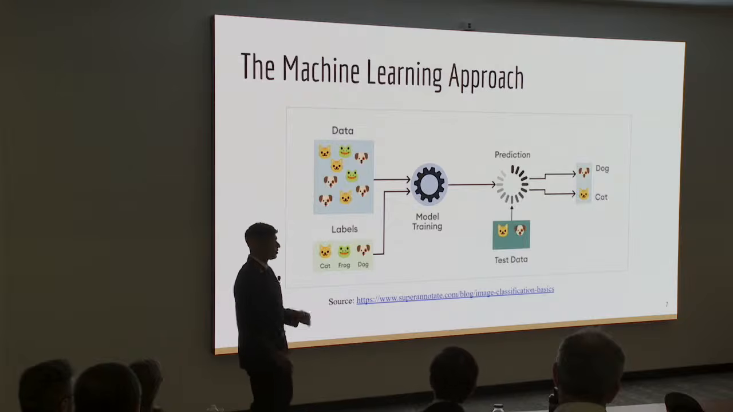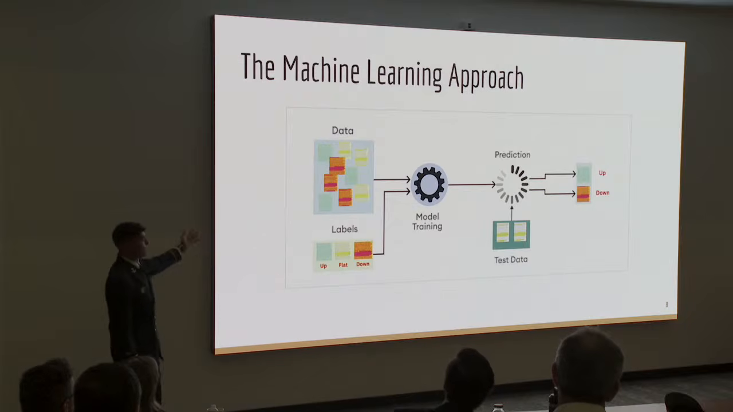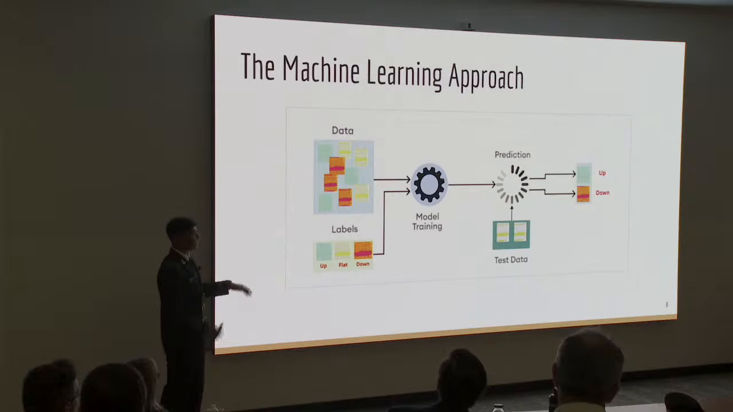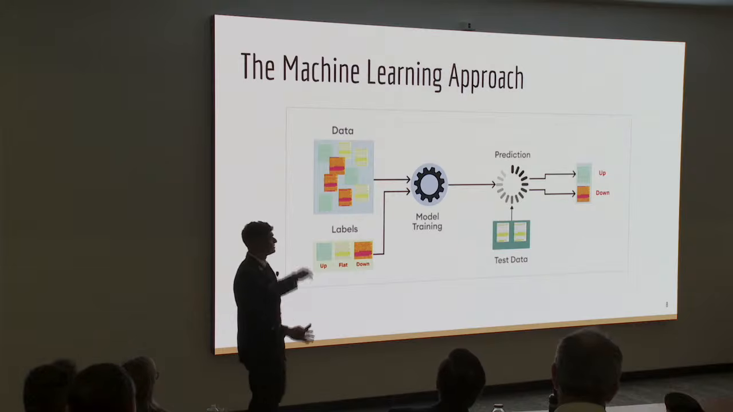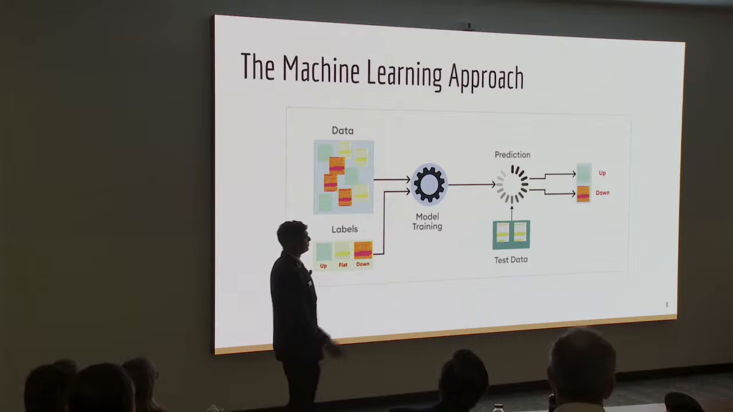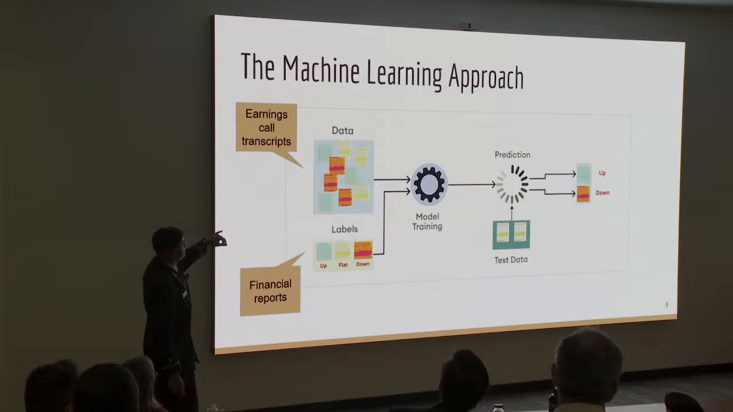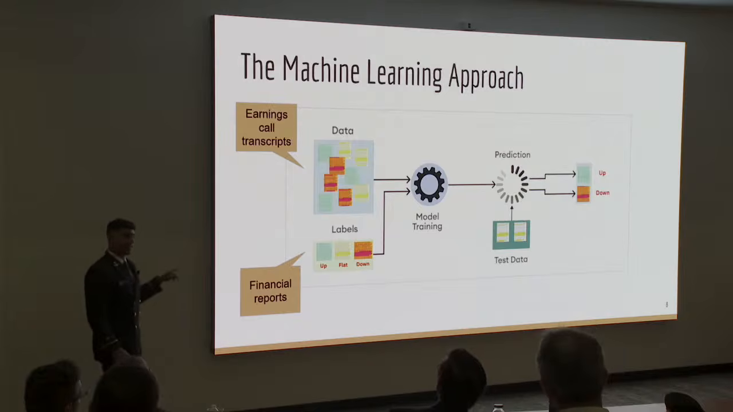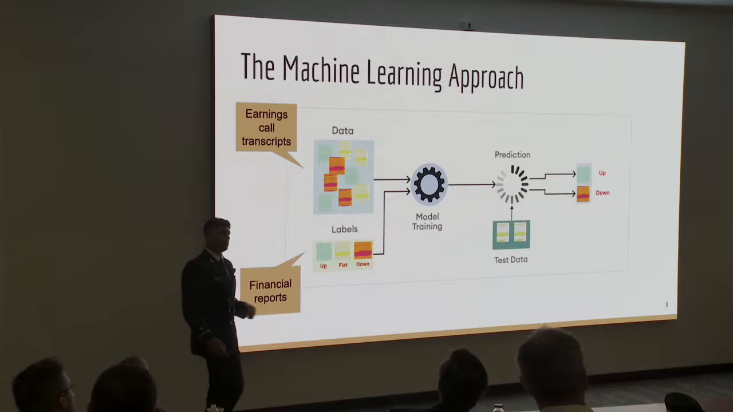And so how does this look when we're working with text? Well, our data comes in the form of text, and our labels come in the form of outcomes, which in our research we use up, flat, or down. You train a model on it, you test some text, and you get an up, flat, or down rating from there. Now we're working in finance, so our text is going to come from these earnings call transcripts, and our up, flat, down ratings are going to come from the financial reports that are the outcomes of said text.